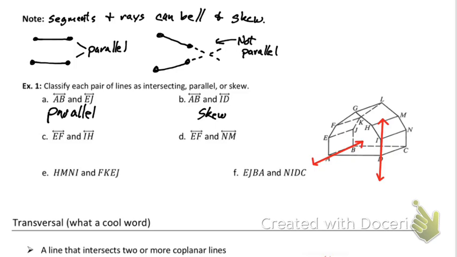I want you to do the rest of those. So I want you to do C, D, E, F. Can you share the symbol for parallel? Yes, there is a symbol. There's no symbol for skew, unfortunately. Skew is a short word.